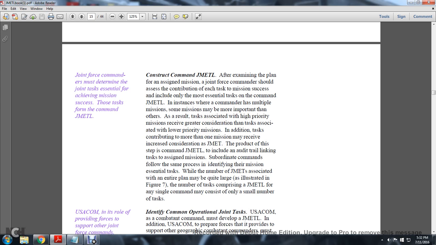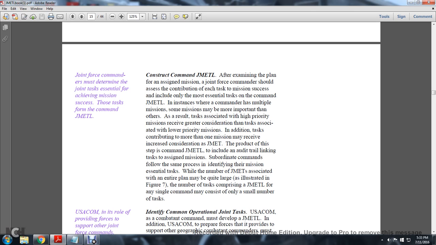It is essential for commanders who have multiple missions to recognize that some missions may be more important than others. As a result, tasks associated with higher priority missions receive greater consideration than tasks associated with lower priority missions. In addition, tasks contributing to more than one mission may receive increased consideration as joint mission essential tasks. The product of this step is the command's Joint Mission Essential Task List.